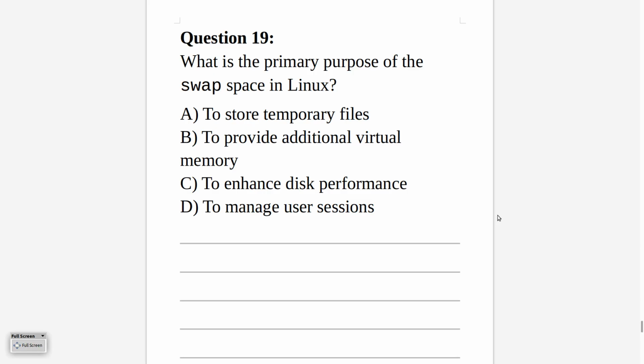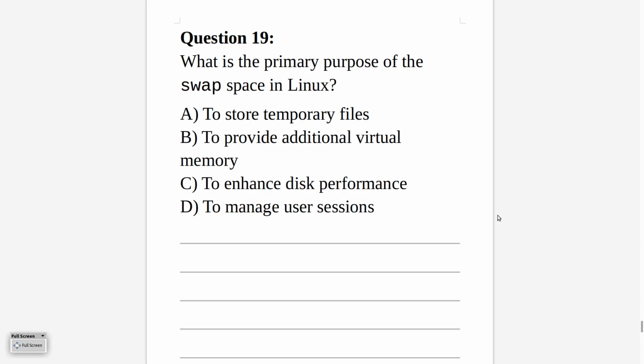So to store temp files, it sounds like that, but it's not that. Temp files is something completely different. That's not swap space. B, to provide additional virtual memory. Well, actually, that is virtual memory. It's not really additional. That is the only virtual memory in my mind, but I think it's getting at B. To enhance disk performance. It's not really enhancing performance of the disk. It's kind of enhancing memory performance in the sense that if we didn't have this extra failsafe, then the system would definitely get bogged down if all it had was just regular RAM. So I think it's B.